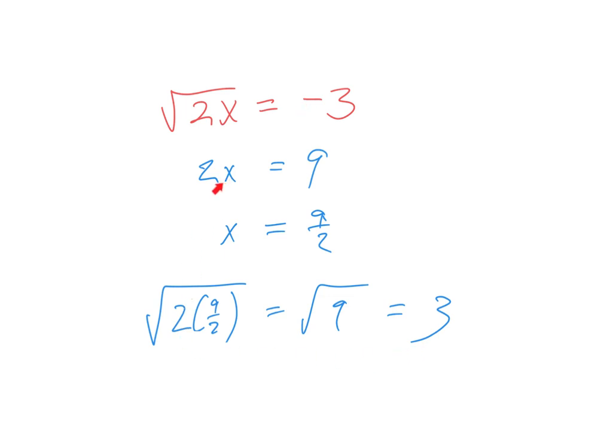What happened in this process? Well, can I ever take the square root of a number and get a negative number? No. The square root of a positive number is positive. The square root of a negative number is imaginary. I can never take the square root of a number and get a negative number.